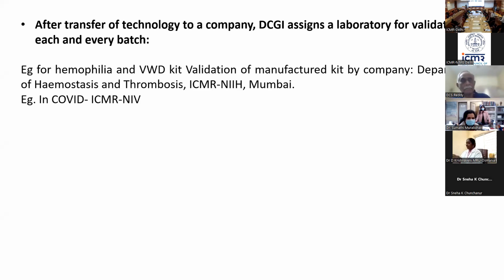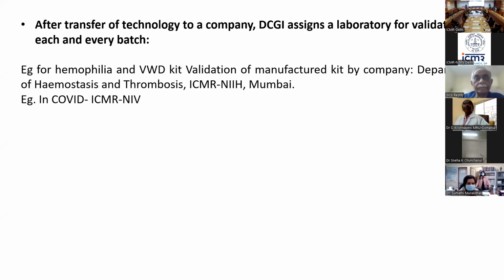Another part of validation that no one thinks of is after you transfer your product to a company. Generally, DCGI assigns a laboratory to validate each and every batch they come out with, and generally it is the inventor, as we've seen in ours. Since we invented the hemophilia and VWD kit, they chose us to do the validation for each and every batch. So you should be ready with samples for doing this validation in a very short period of time. Similarly, for COVID, we all know all the companies gave it to NIV for doing their validation.